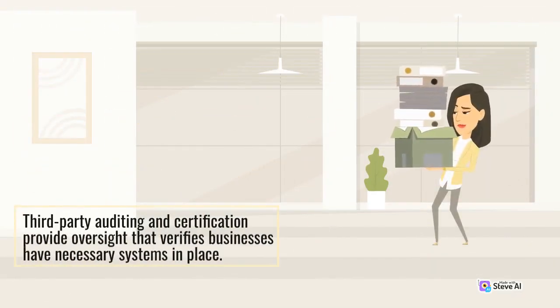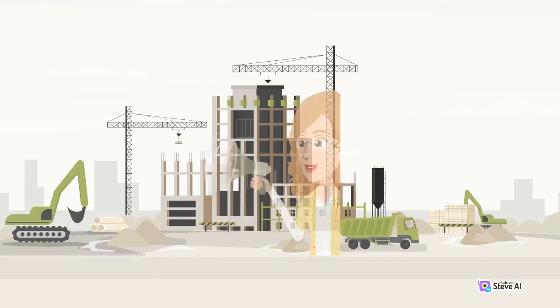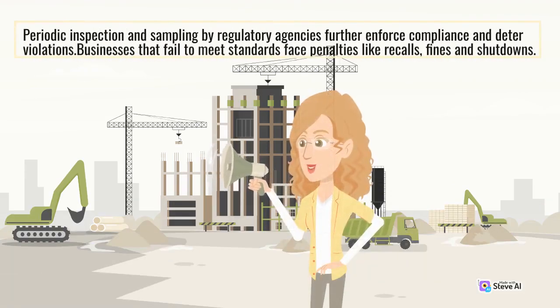Third-party auditing and certification provide oversight that verifies businesses have necessary systems in place. Periodic inspection and sampling by regulatory agencies further enforce compliance and deter violations. Businesses that fail to meet standards face penalties like recalls, fines, and shutdowns.